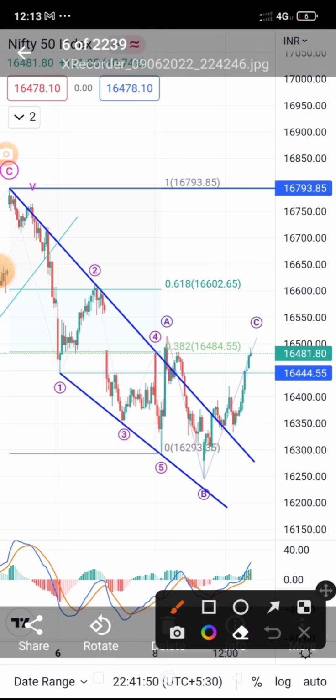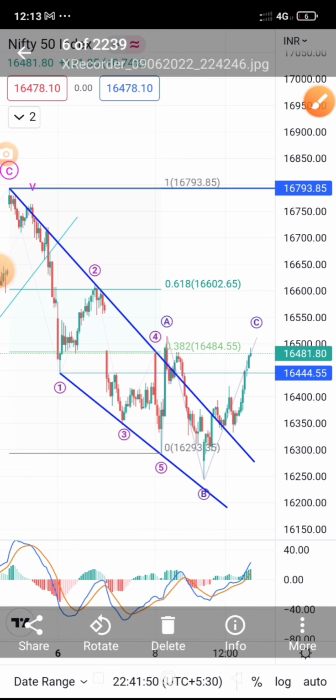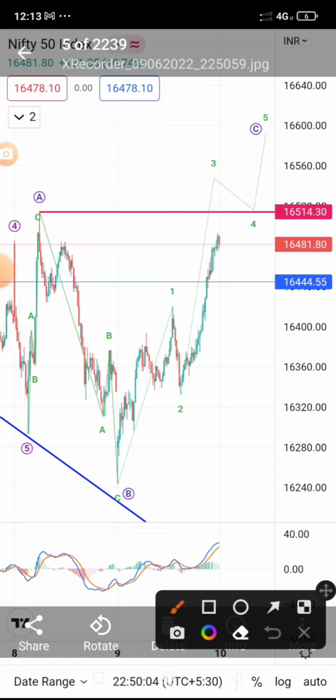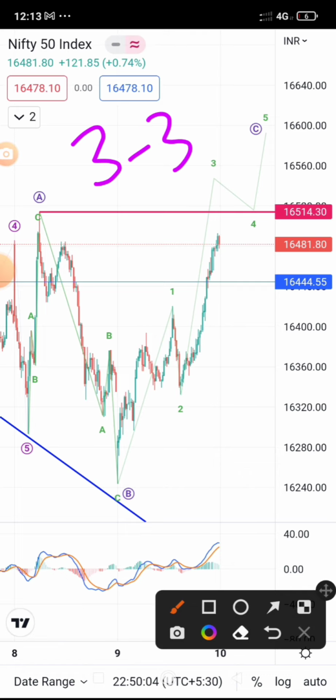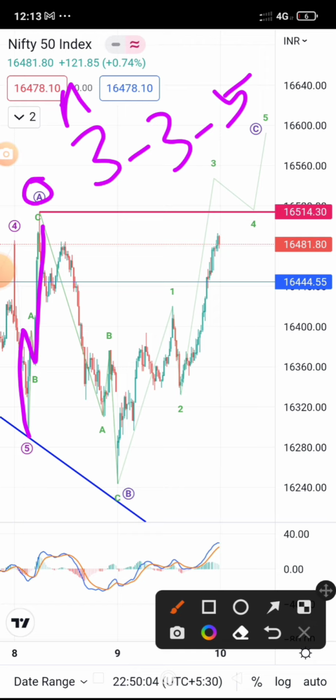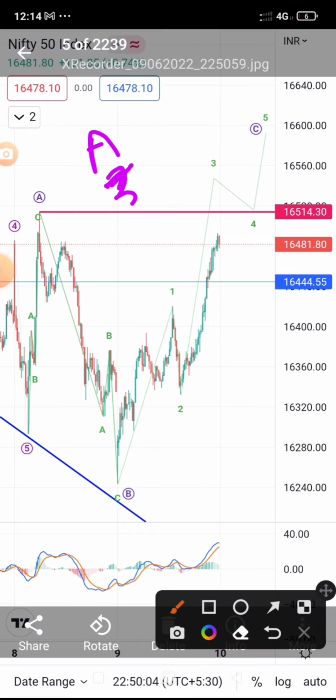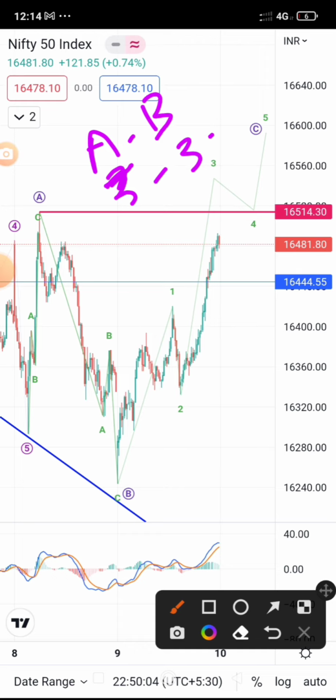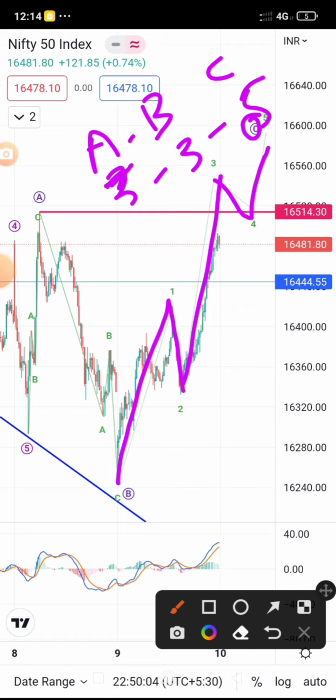First, let's understand how this is looking. Here we see that this expanded flat correction has 3, 3, 5 waves. Internally we see 3 waves of A wave. B wave will have 3 waves. Here there is a problem, but I have adjusted it. I consider this as A wave here and B wave here, and then C wave internally here. So A wave is 3 waves, B wave is 3 waves, and C wave is 5 waves. Currently 1 and 2 of C wave are completed, and the third will be completed, then the fourth, the fifth, and then the drop.